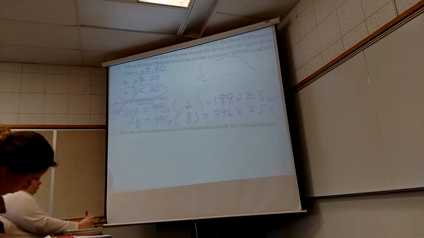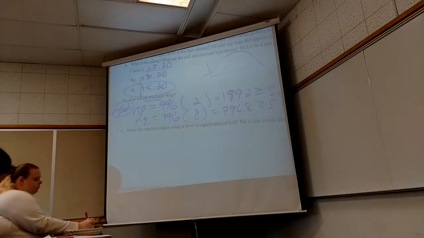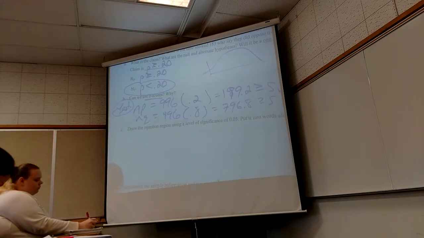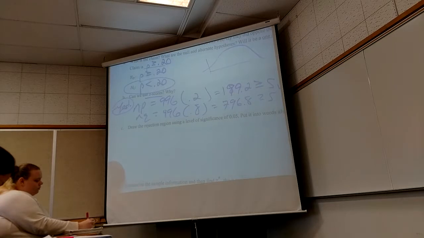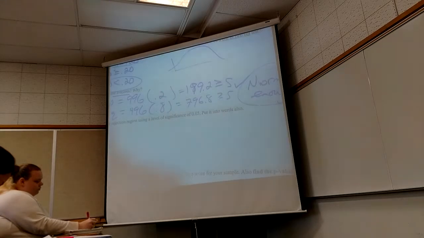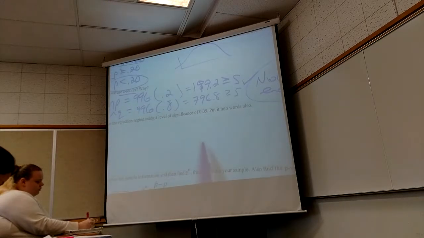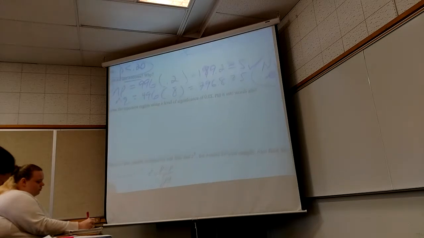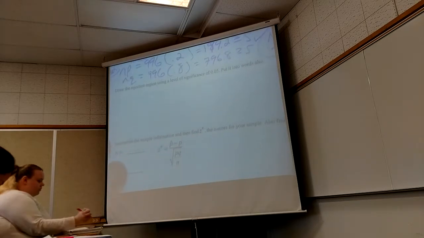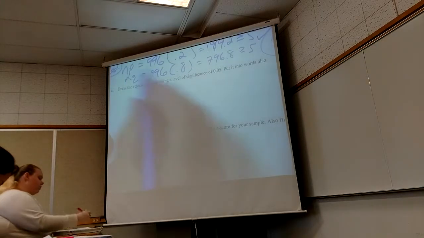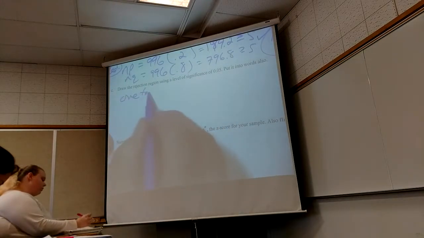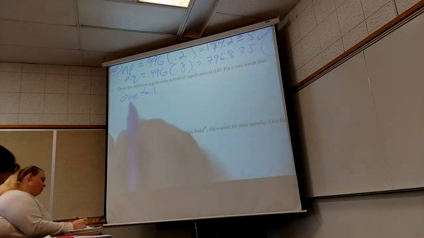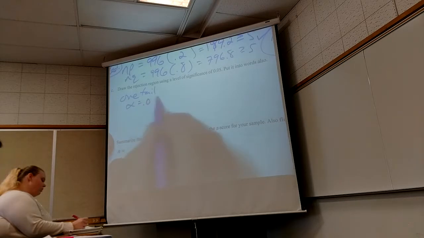To answer the question, can we use z-scores? Yes. Why? Because of this. All right, so we can use z-scores. It's a one-tailed test. Alpha is what? 0.05.